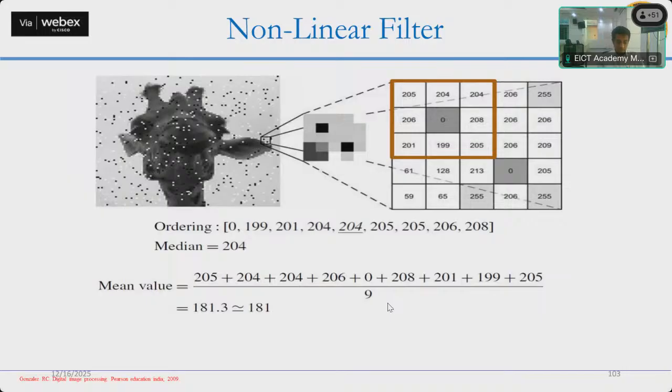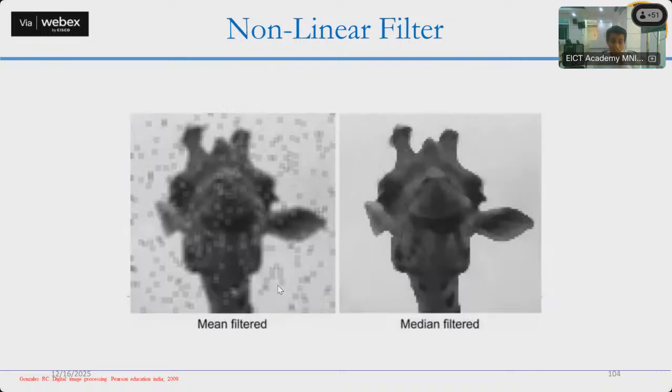In other words, when you calculate the mean value, what about the mean value? In any type of result, we compare both the mean and the median. So this is a diagram of the non-linear filter, showing the mean filter and the median filter.